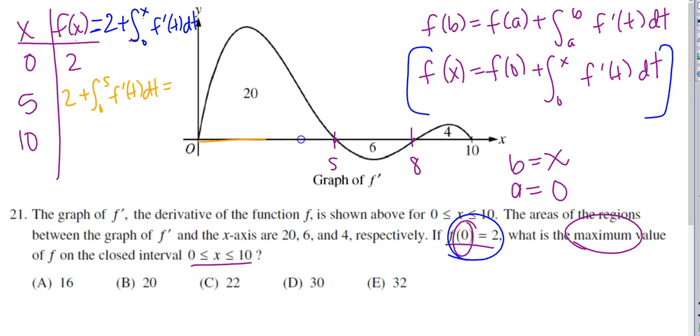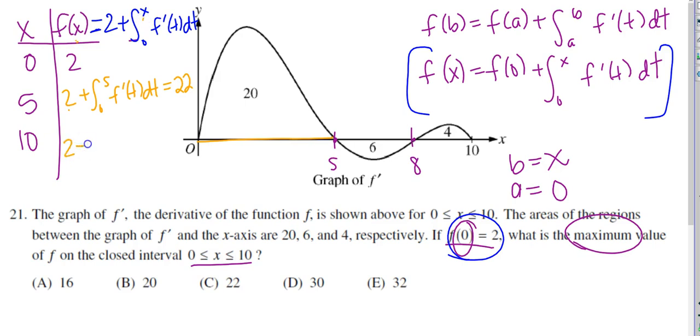The area from 0 to 5 is 20, and it's all above the x-axis. So that will be positive. So that's 20, and I have this 2 here. So f of 5 is 22. Now we're going to do the same thing for f of 10. Now everywhere we see an x, we're going to replace it with 10.